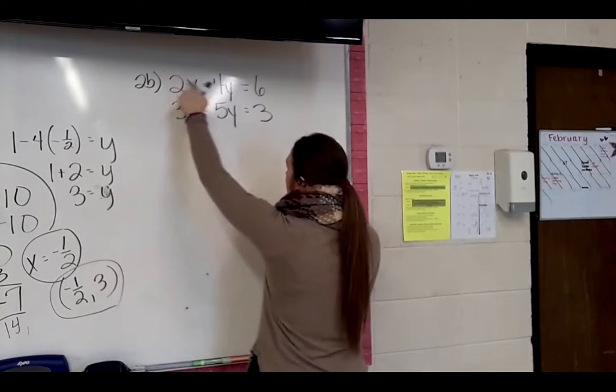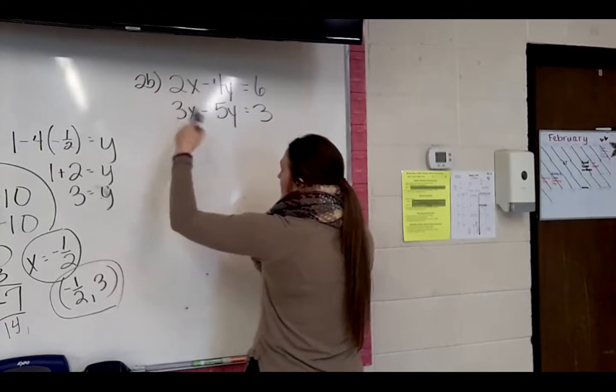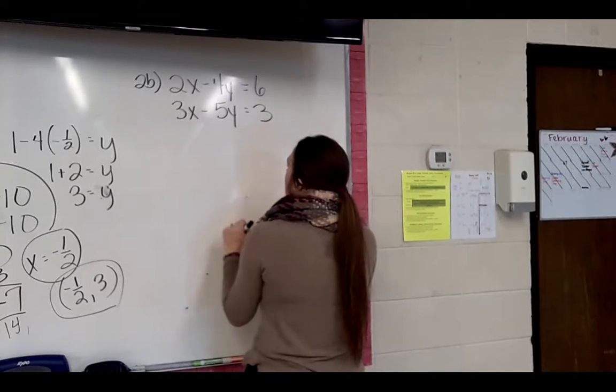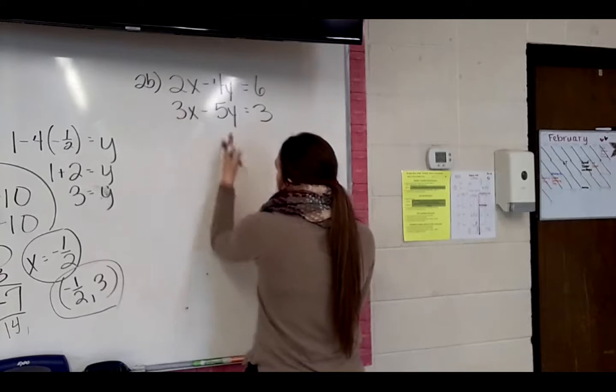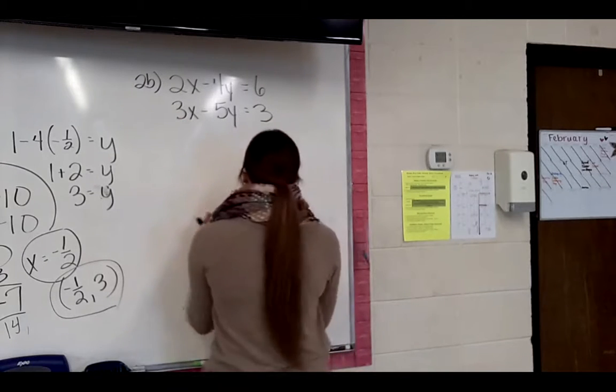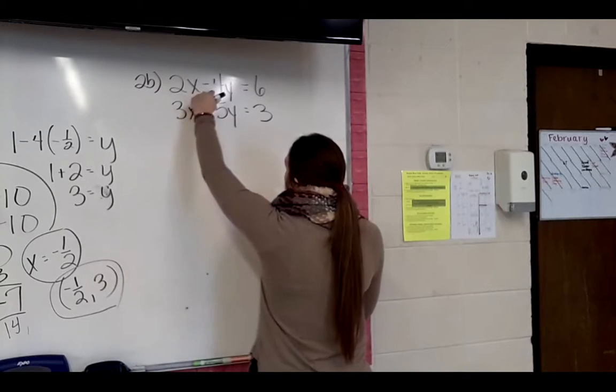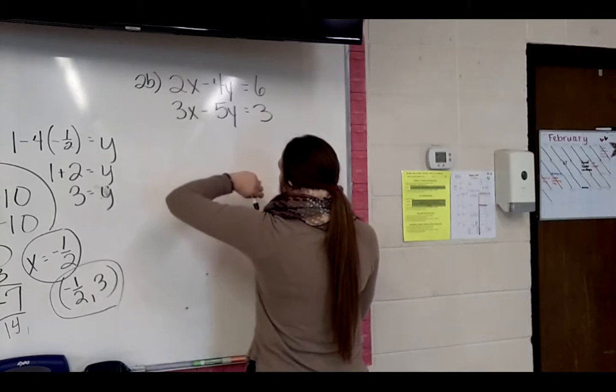I could solve for this equation first, and I could solve for x, or I could solve for y. Or I could choose to solve for this equation first, and I could also solve for x, or I could solve for y. So there's 4 different ways to start this one. So, just because you did it different than me doesn't mean you're wrong. I'm going to solve for x on this first equation.